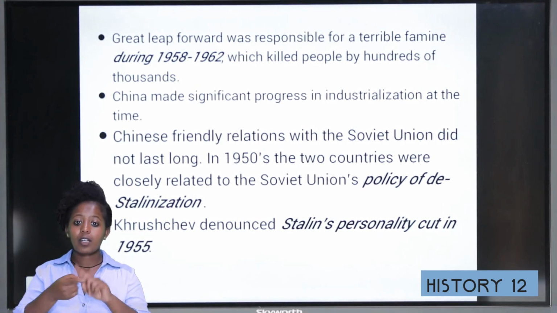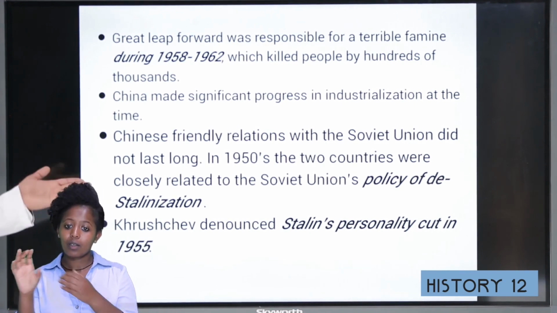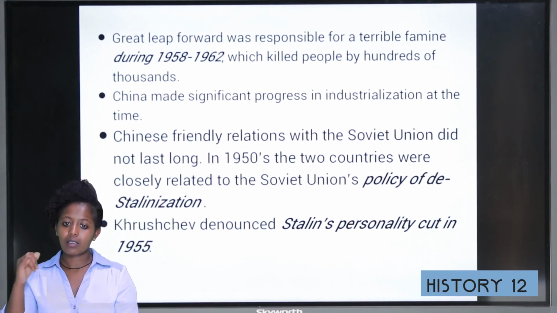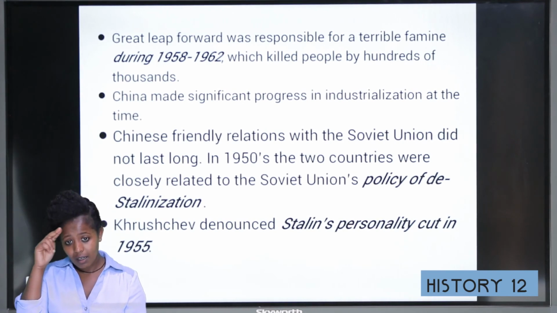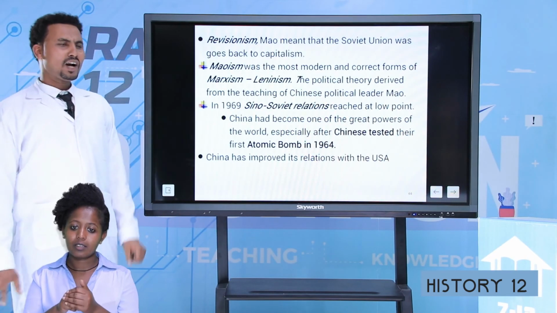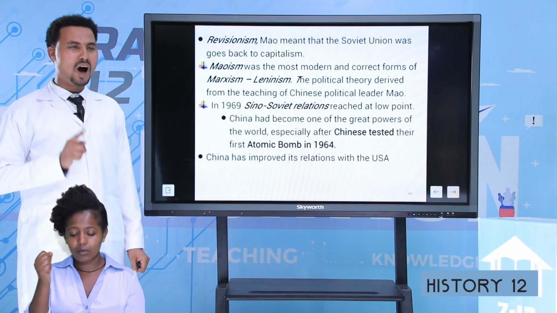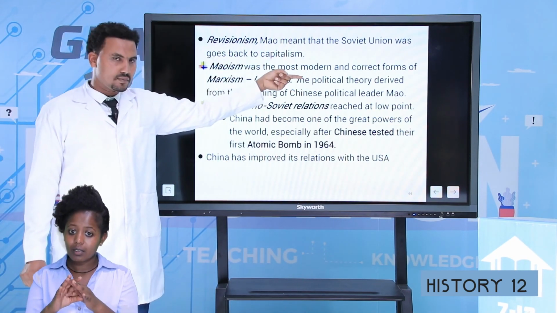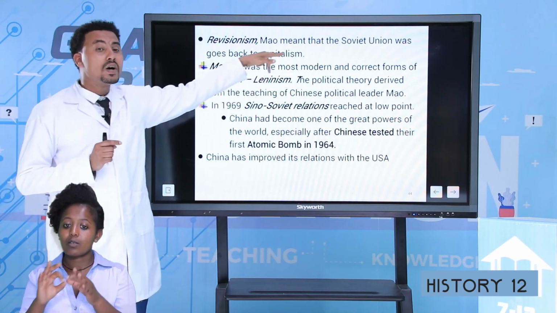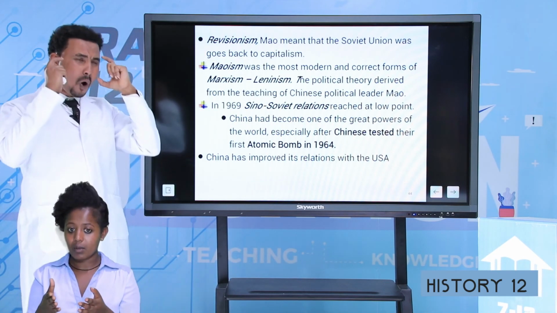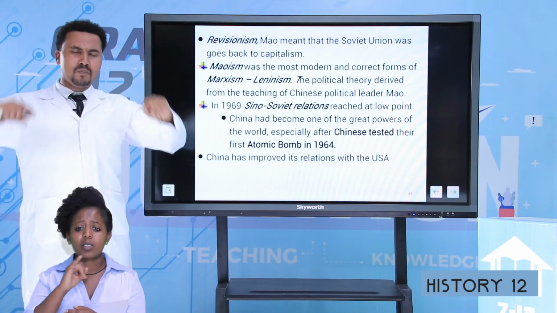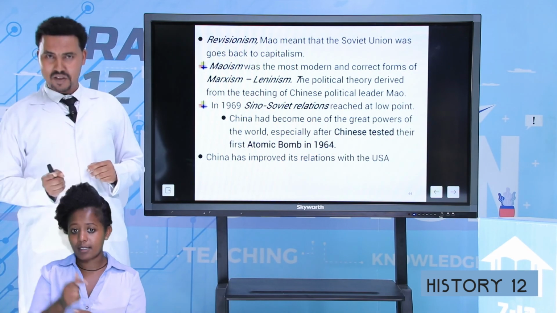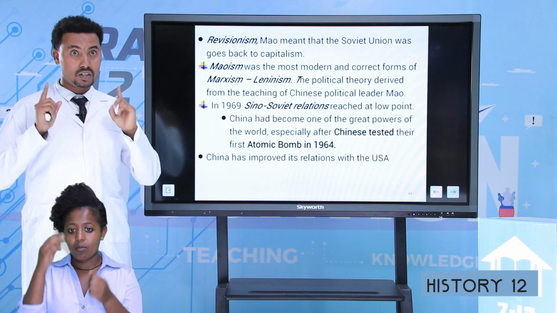China's friendly relation with the Soviet Union did not last long. In the 1950s, the two countries were closely related until the Soviet policy of de-Stalinization, declared by Nikita Khrushchev. According to Mao, mind you student, Russia was revisionist. Revisionism means the Soviet Union was going back to capitalism. So, from Mao's perspective, Maoism was the most modern and correct form of Marxism and Leninism.